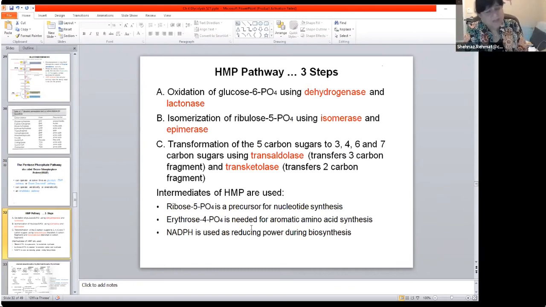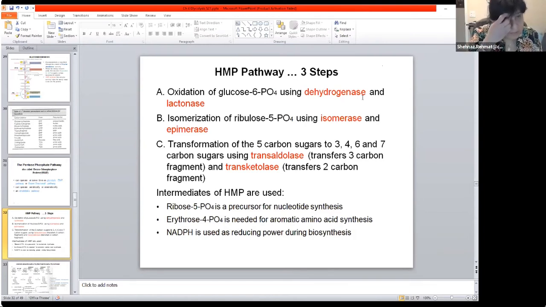Now we can break down this pathway into 3 steps, very easy. Just like we did 2 steps for your EMP, we break this down into 3 steps for you. Oxidation of glucose 6-phosphate, remember your precursor, of course, the main one that will enter into the HMP or EMP is glucose 6-phosphate. So oxidation of glucose 6-phosphate will occur at the first step. So this is using the enzyme dehydrogenase.